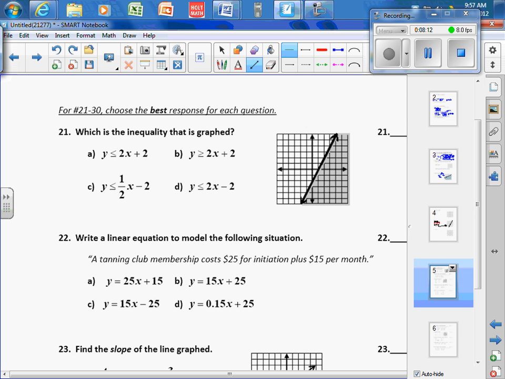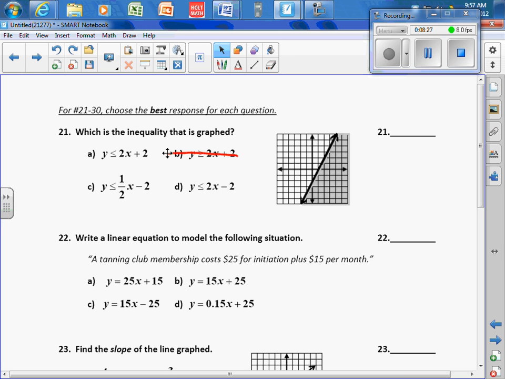Next, we have problem number 21. Which inequality is graphed here? Well, let's point out, class, that it's shaded below, which means it's going to be a less than. So we know it's not going to be a greater than. We can cross that one out. Now, what's the y-intercept? Well, the y-intercept is here, which means it's at negative 2. That's either this one or this one, so we can cross that one out.